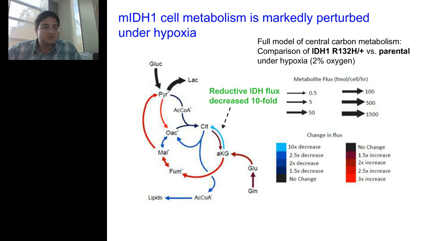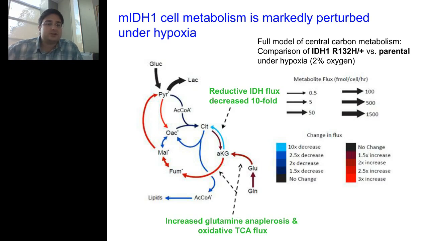Some of the key changes we observed: the IDH mutant cells had a 10-fold reduction in activation of the reductive carboxylation pathway. They also exhibited increased glutamine anaplerosis and oxidative glutaminolysis flux compared to cells with wild-type IDH1, indicating that they were more reliant on glutamine metabolism to metabolize in the oxidative direction of the TCA cycle.